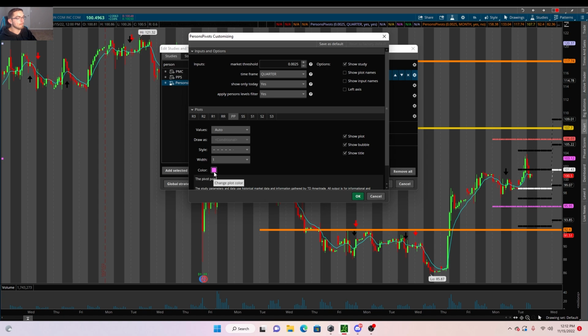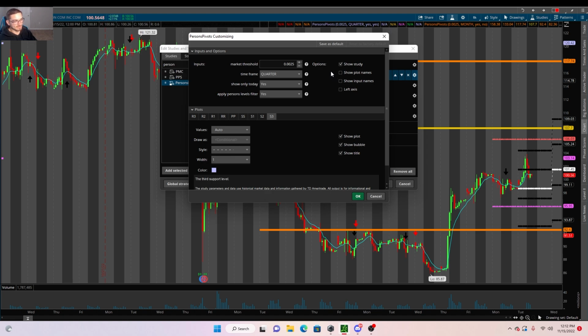This is going to be the midpoint in between your resistance and your support. As we can see right here, we have the middle white line, 2 black lines above, which are resistance, and 2 black lines below, which are support. So the Person's Pivot is pretty much just the midpoint in between the resistance and the support. You want to color code that something different, that way you can identify that that is the actual pivot point. And then for S1 to S3, you want to color code all of these the same as well, because these are going to be your support points.